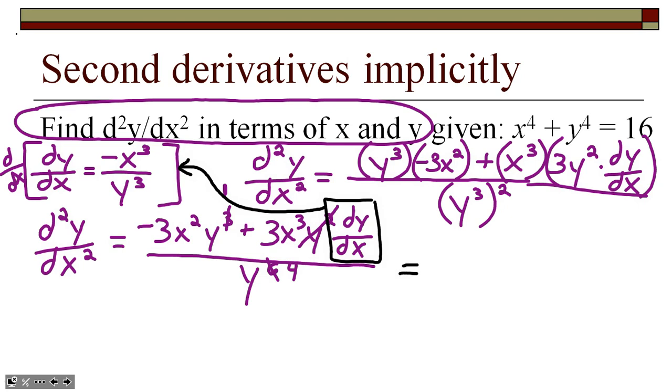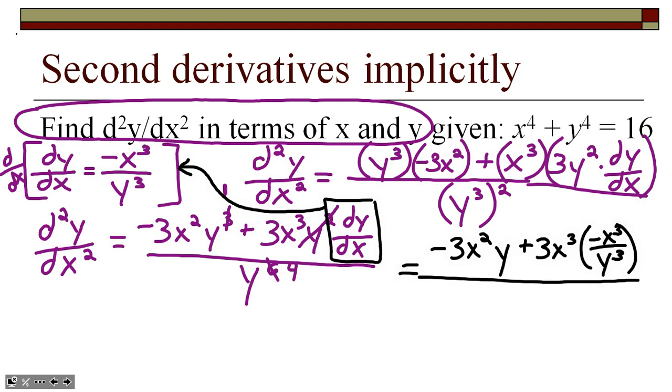So our top fraction becomes negative 3x squared y to the 1 plus 3x cubed. And now we can do our substitution. Replace dy dx with negative x cubed y cubed. And then the bottom, we have our y to the 4th. And if we wanted to simplify this so it's not a complex fraction, because we've got the y cubed on the bottom here, we could multiply the top and bottom by y cubed, just to get it a little more simplified.